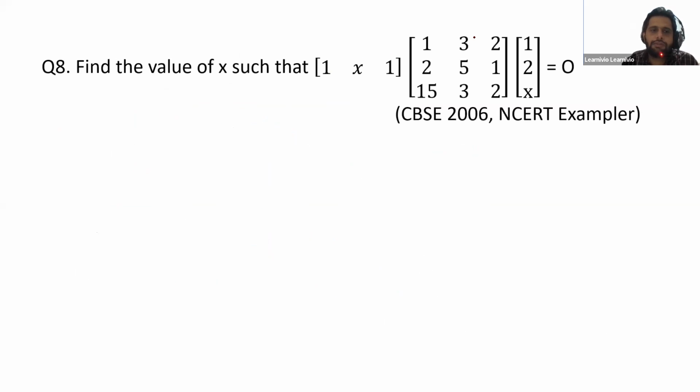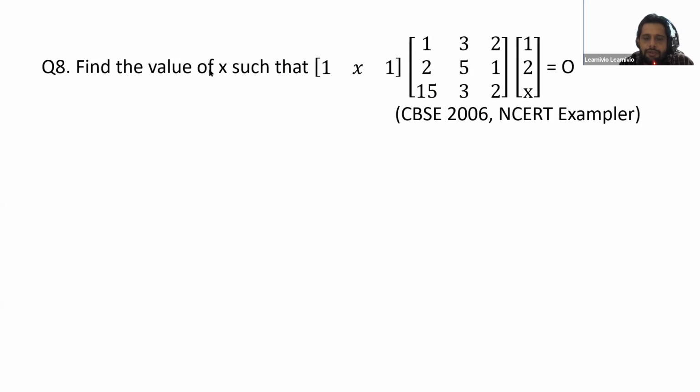Okay, the next question is this. This question came in CBSE 2006, and it is also in the NCERT exemplar. This is the complete question. You need to multiply this matrix with this one, and the final answer you need to multiply with this, and this O is a null matrix. Please try to solve this question or let me know if you face any doubt.